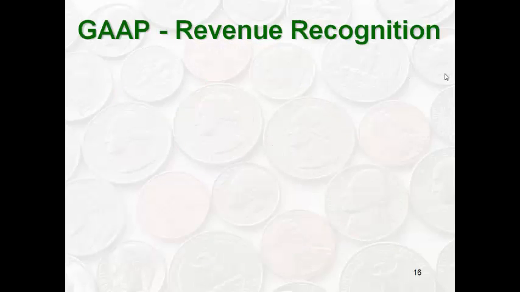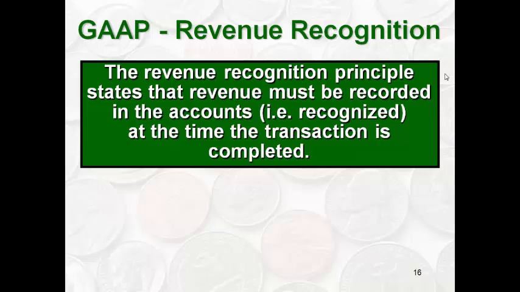Okay, this brings us to another GAAP, or a generally accepted accounting principle, and this one is called the revenue recognition principle. So what is it? The revenue recognition principle states that revenue must be recorded in the accounts, in other words, recognized in the accounts, at the time the transaction is completed. So what this principle wants to get through is that we do not record revenue when we receive money, but when we complete the service.